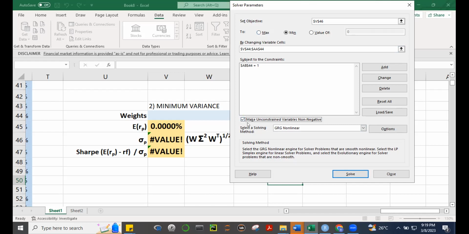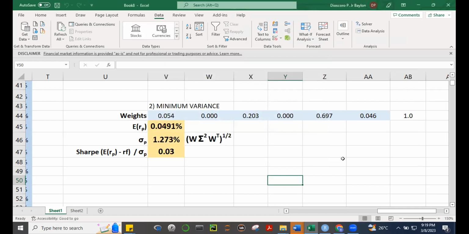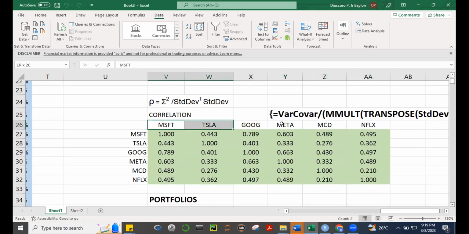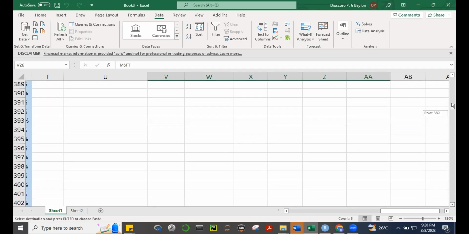But let's not put any short sales yet. So lagyan natin ng check to para lahat ng variables natin positive, walang negative. Solve na natin, okay? And okay, Solver found a solution. All constraints and optimality conditions are satisfied. Okay? All right, take a look at this. Ayan. Ito na yung mga weights ng portfolio natin. Sandali, dapat kinopya ko ito. Let me copy this. Control C. Ilagay natin dito, para alam natin.